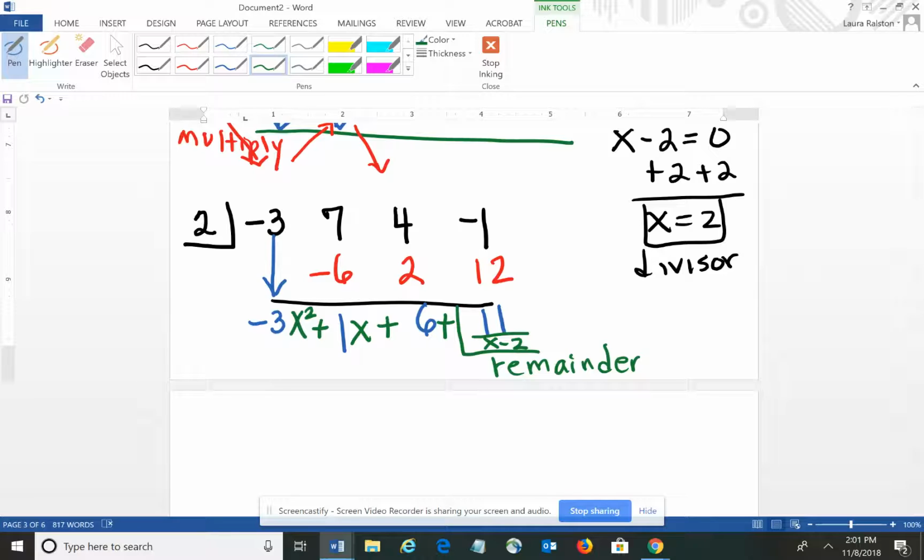And again, synthetic division will be used a little bit later to help us find the zeros of a polynomial function.